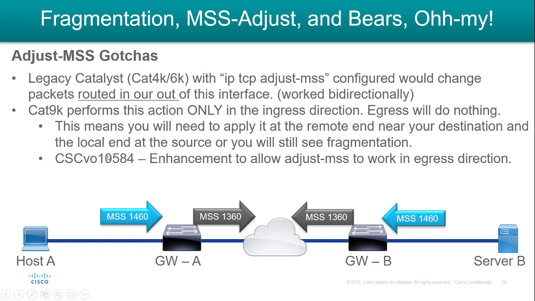There is an enhancement which at the time of this recording has not been resolved, so it's still open, where we make this bidirectional. But for now, treat this as a unidirectional feature where if you have fragmentation occurring on your network, make sure you apply it to both the source and destination devices so that the SYN and the SYN-ACK gets adjusted accordingly. And with that, this will conclude part 2 of the TCP deep dive.